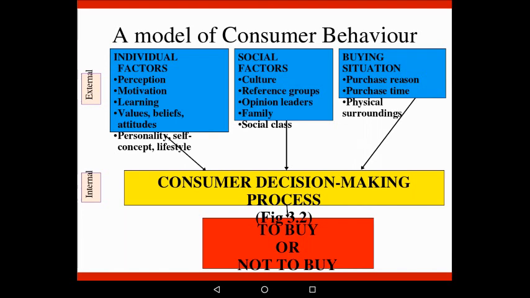And then on the right we see the buying situation. In other words, everything that has to do with the specific need that they have, the purchase reason. Why are they looking for a product? When do they buy that product? And what's happening inside the store when they are wanting to buy? All those things affect what the consumer buys in the end. And those three things feed into what we call the consumer decision making process, which is a 5-step process that we're going to cover now. And once that consumer decision making process has run its course, the consumer then decides to buy or not to buy. We're going to have a look at that now.